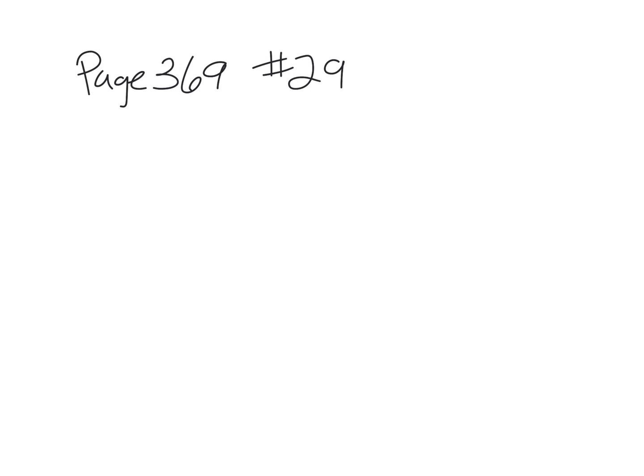369. Anyway, let's do an angle of elevation. A man standing near a radio station antenna observes that the angle of elevation to the top of the antenna is 64 degrees. Then he walks 100 feet further away. That's 100.